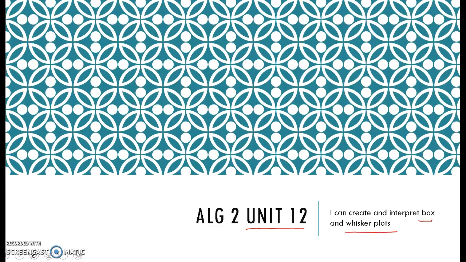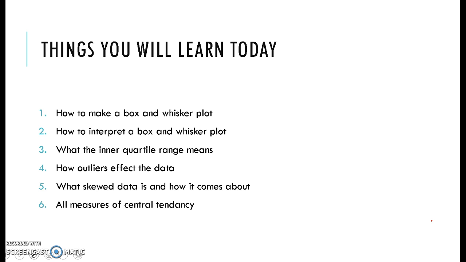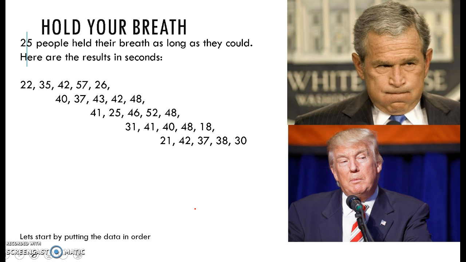And so in assignment number 1, we're going to learn how to make a box and whisker plot and interpret it. What the interquartile range is, which you can find from a box and whisker plot. We're going to be introduced to the idea of outliers and how they affect data and make the data skewed one way or the other. And then the measures of central tendency, which is something you've been doing for a while. So let's just go ahead and get started.